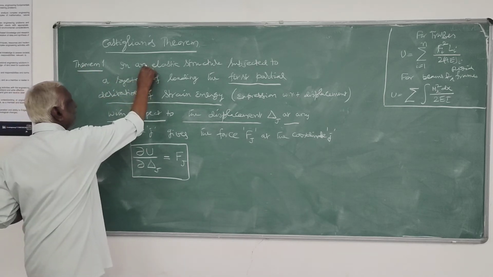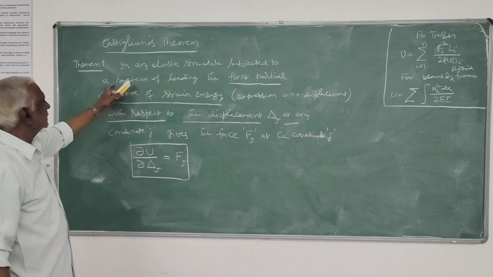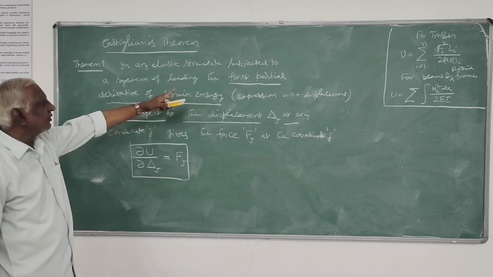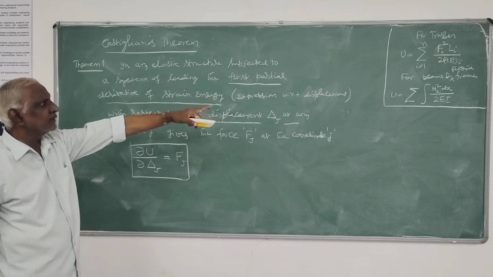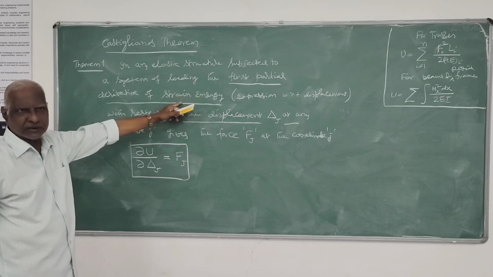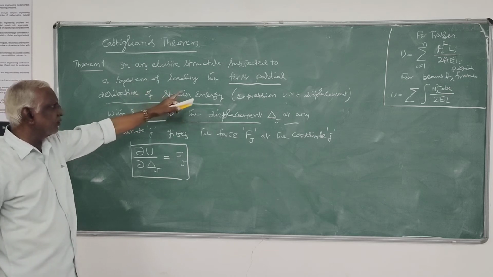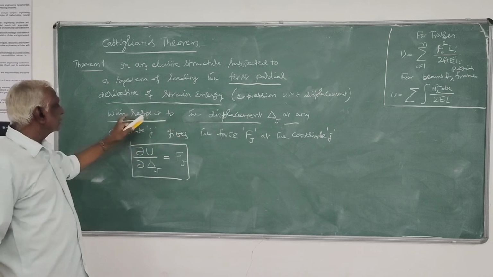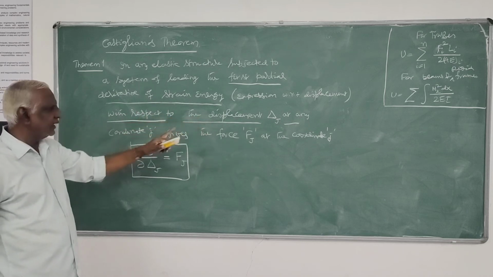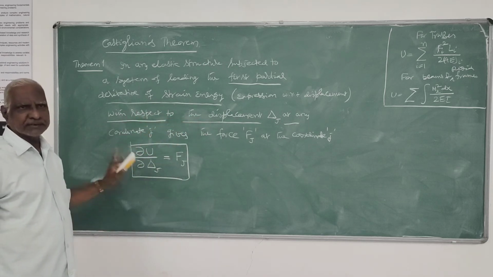In any elastic structure subjected to a system of loading, the first partial derivative of the strain energy expression with respect to displacement, that strain energy expression you have to take, first partial derivative of that strain energy with respect to displacement delta J will give you the force Fj.